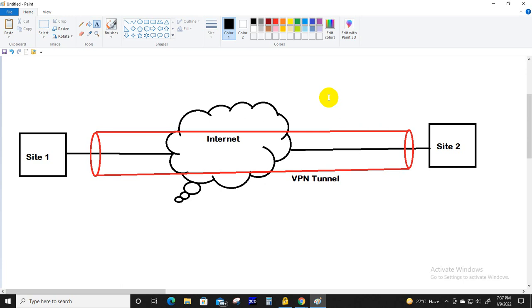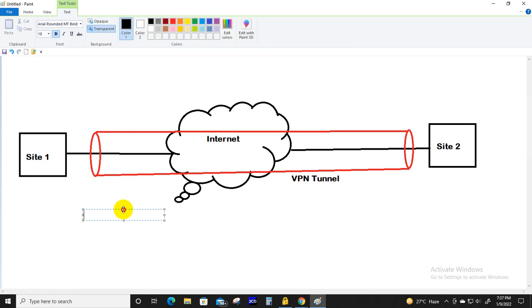The main problem in IPsec is that IPsec doesn't support broadcast or multicast. This is the main problem over IPsec.